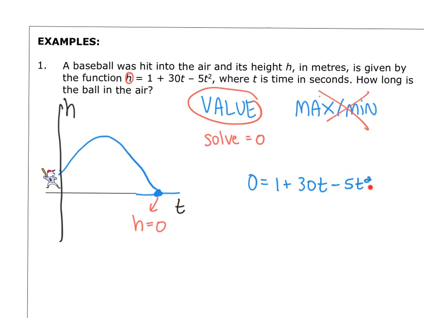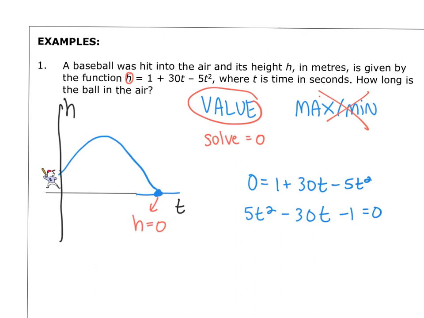I like having my t squared term first, so I'm going to rearrange this. I also notice my t squared value is negative. So what I'm going to do is bring this to the other side so it's positive. Then I'm going to bring the 30t to the other side so it's negative, and the 1 to the other side so it's negative as well. So now I get an equation that looks a little bit more comfortable to factor: 5t squared minus 30t minus 1.